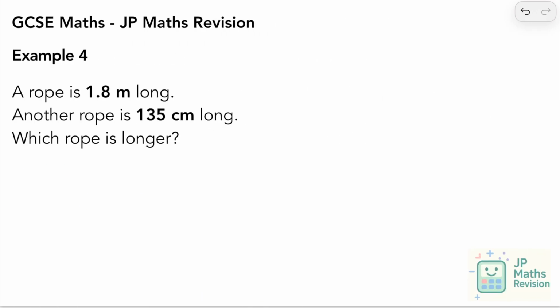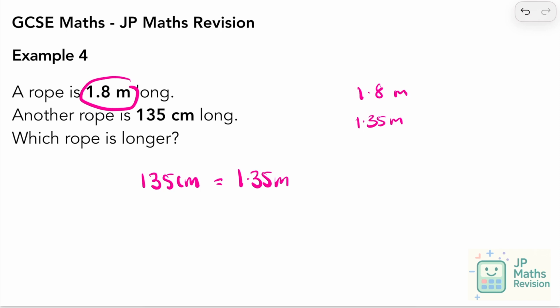Here's another example. So a rope is 1.8 metres long, another rope is 135 centimetres long. Which rope is longer? So what we need to do is put them into the same units. So I can either put them both into metres or both into centimetres. So I'm going to put them both into metres. So I'm going to convert 135 centimetres into metres by dividing by 100 because there's 100 centimetres in a metre. So that's going to be 1.35 metres. So in answer to the question, the one that's longer must be 1.8 because 1.8 metres is bigger than 1.35 metres. So 1.8, you could also write that as 1.80, and 80 is clearly bigger than 35.